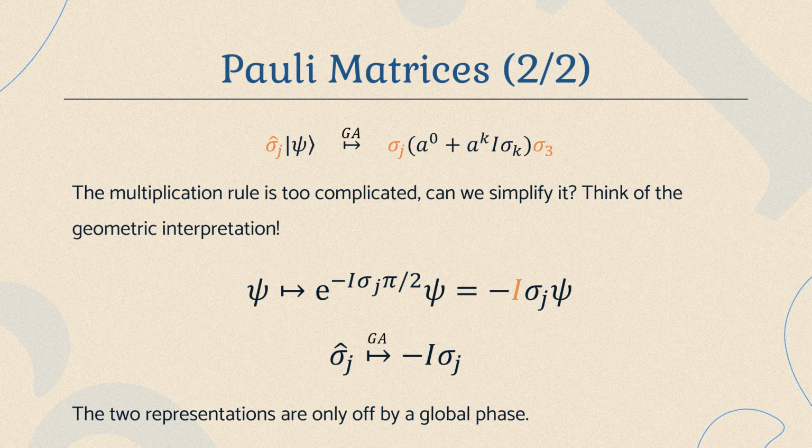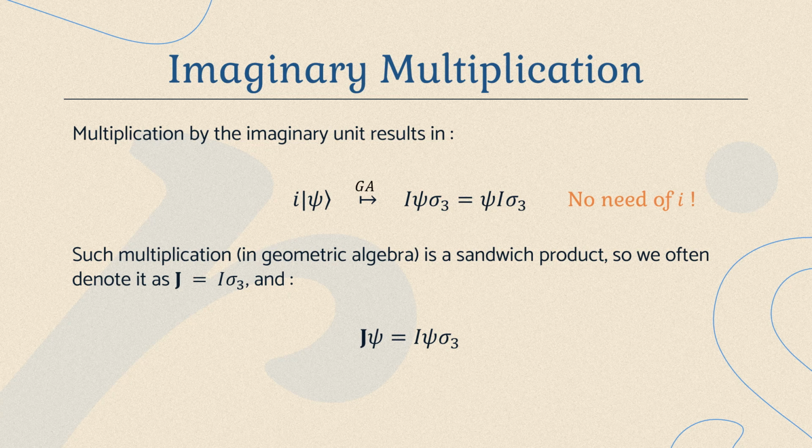When you speak of rotation in geometric algebra, one should immediately be reminded of rotors. Thus, we can write the sigma j operators as the rotor exponential negative I sigma j pi over 2, which reduces to negative I times sigma j. Hence, we know that sigma j hat has the geometric algebra equivalence of negative I sigma j. The two representations of the sandwich product and the negative I are only off by a global phase. And the multiplication by the unit imaginary is the same, where I psi in its geometric algebra equivalence is psi times I sigma 3. And as we see again, we don't need the unit imaginary I.